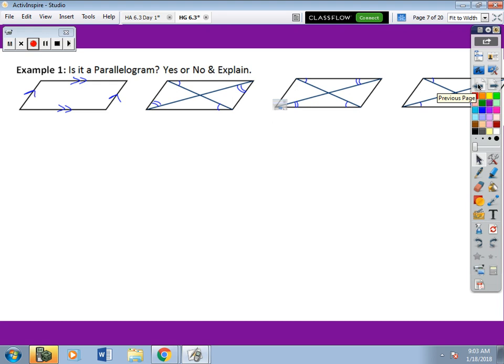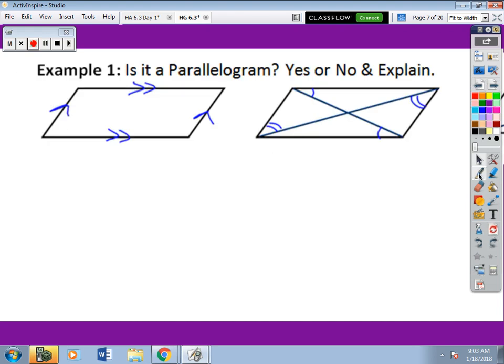Oh, okay, let me go back. So, question 1. Is it a parallelogram, yes or no? Explain. Looking at the picture, is this a parallelogram? Yes. See, head nods. This is the definition of a parallelogram. We have both pairs of opposite sides that are parallel.